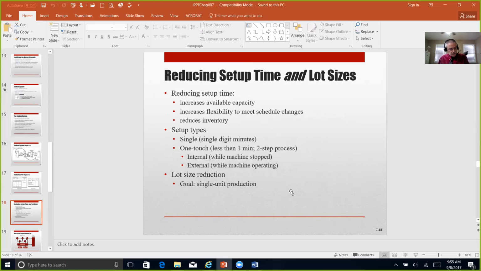So reducing setup times is particularly important when we have multiple product models that are being produced by the same work centers. Small lots should be scheduled as we continue to reduce lot sizes, and the goal of a single unit production or lot size of one has to be looked at if we're looking at potentially reducing the overall total system cost.